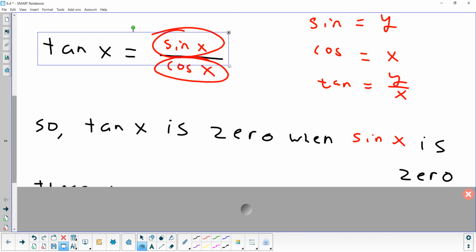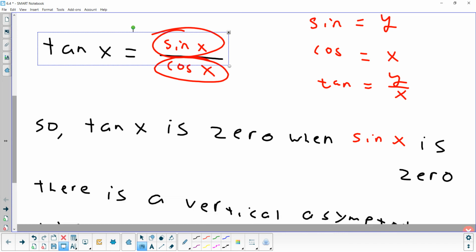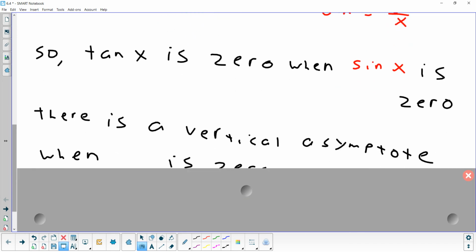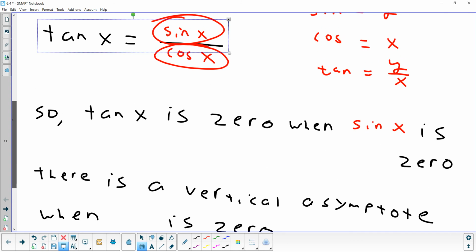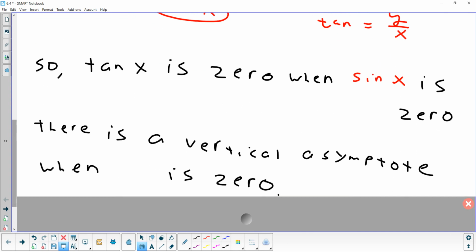Now, tangent will be undefined or have a vertical asymptote whenever you try to divide by 0. So that'll happen when the cosine is 0. So wherever the graph of cosine is 0, you're going to get a vertical asymptote.